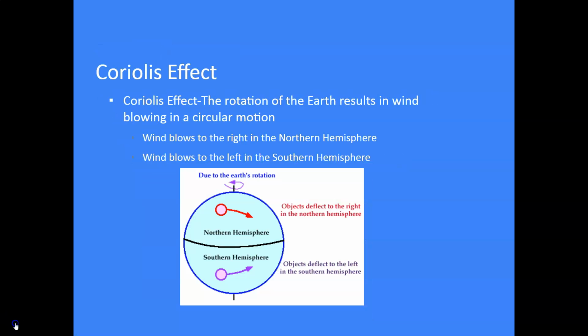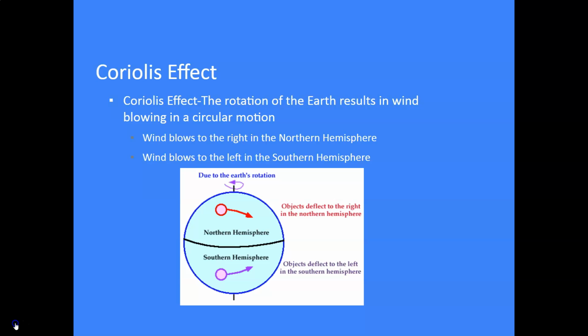So now we're going to look at the Coriolis effect. What the Coriolis effect is, the rotation of Earth results in winds blowing in circular motion. The Coriolis effect makes things appear as if they're moving in a curved versus a straight line. Okay? The Coriolis effect affects weather patterns, it affects ocean currents, it affects air travel. It's a pretty weird phenomenon, but the cause is simple.